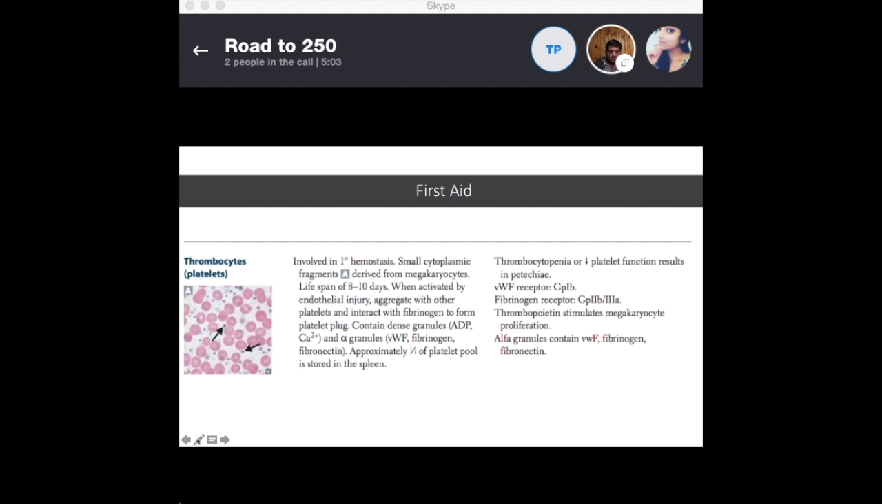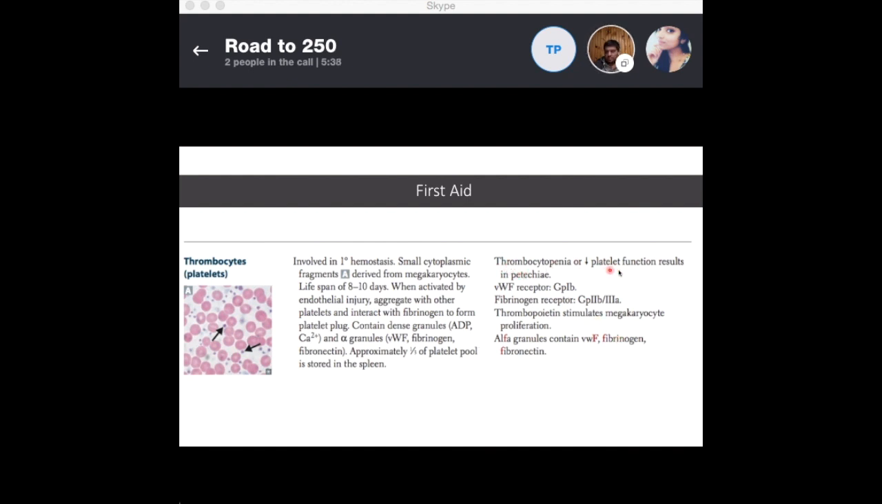So this is directly from First Aid. You can see it's involved in primary hemostasis, and they're small cytoplasmic fragments derived from megakaryocytes. They last about 8 to 10 days, and they're activated by endothelial injury or interaction with fibrinogen to form the platelet plug. They have the dense granules, which contain ADP and calcium, and then the alpha granules, which have von Willebrand's factor, fibrinogen, and fibronectin.